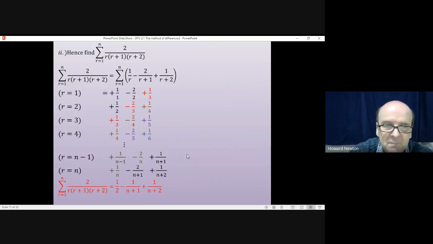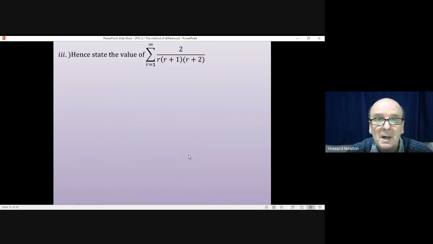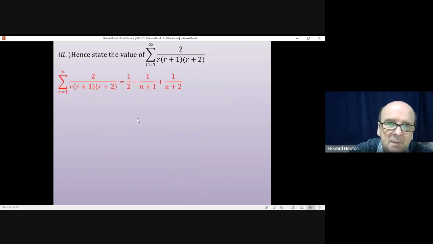And that'll do for the moment. Part 3 asks us to use that answer to work out this sum to infinity. And that's the reason for keeping the three terms separate.